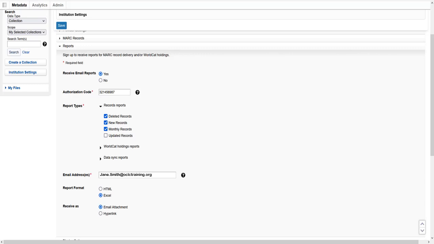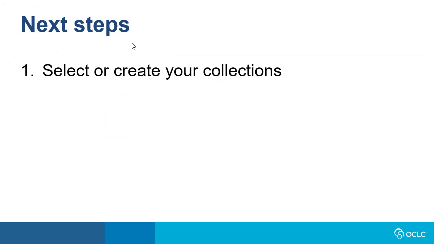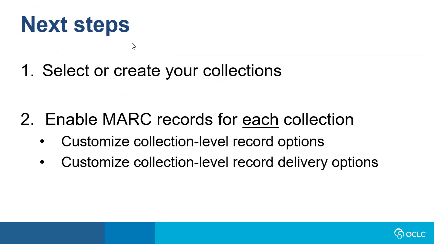After you finish with your customizations, click Save to save your library's settings. The next step is to create your collections and enable MARC Records for each of these collections, as well as customize settings and overrides, if any, for each collection.